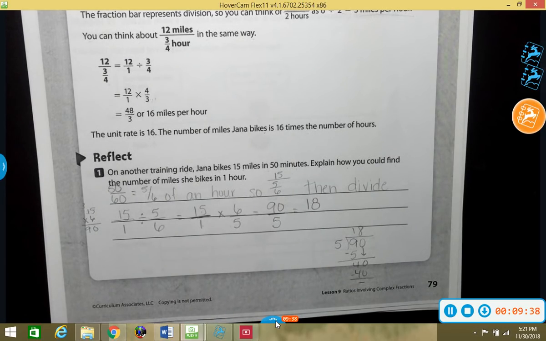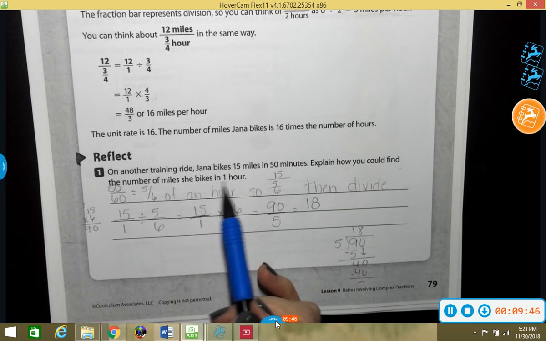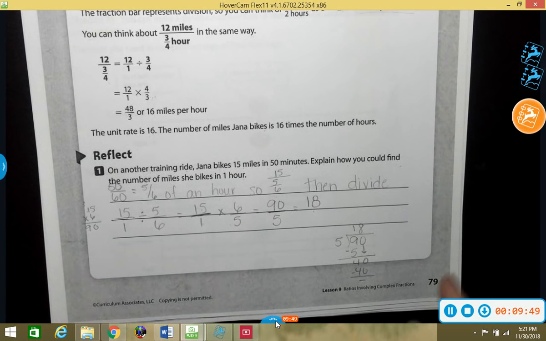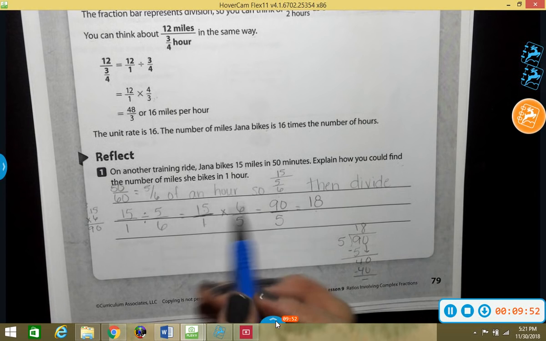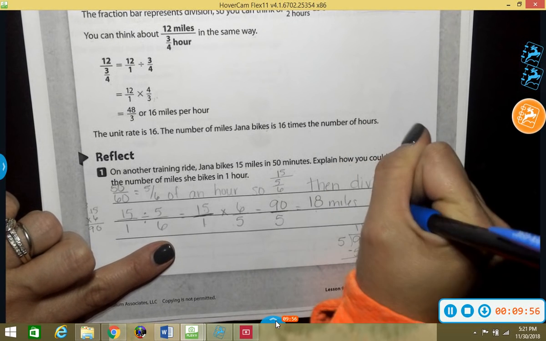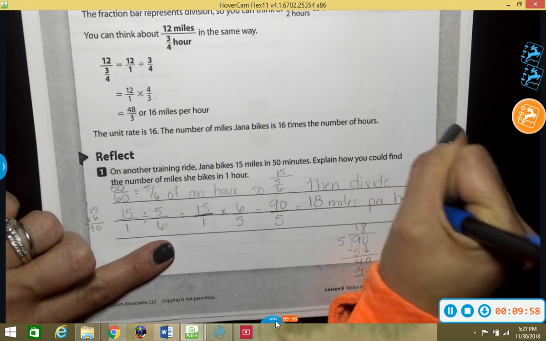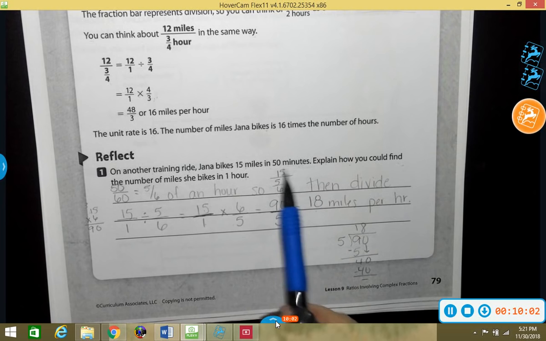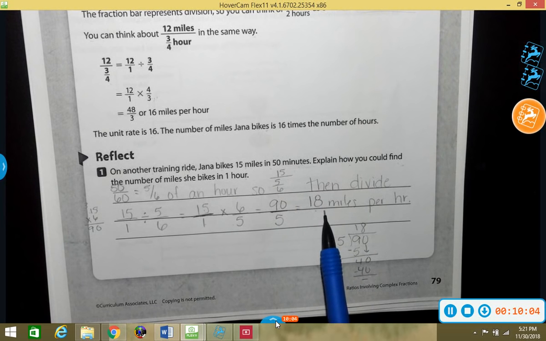We get 18. So if she was to bike the full hour, she would have gone 18 miles. That's what that's saying. 18 miles per hour. If she would have biked the full hour instead of just 50 minutes of it, she would have gone 18 miles.